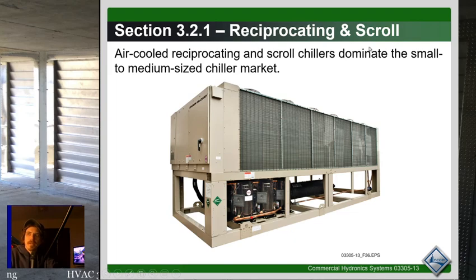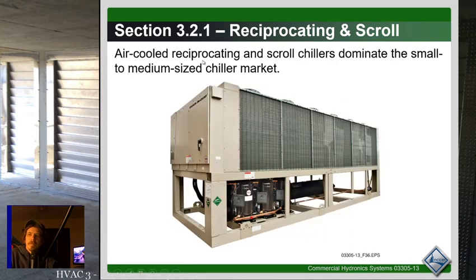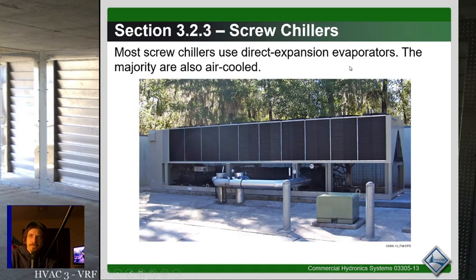Alright, air-cooled reciprocating and scroll chillers dominate the small to medium-sized chiller market. Centrifugal chillers are better suited for larger loads. They are traditionally water-cooled. In my experience, just my experience, I typically don't see these large air-cooled chillers. You usually end up seeing a centrifugal chiller. I don't know if that's changing, but most of your schools and stuff like that have these big centrifugal chillers in them with cooling towers and all that nice neat stuff. Most screw chillers are direct expansion evaporators, DX evaporators, and the majority are also air cooled.